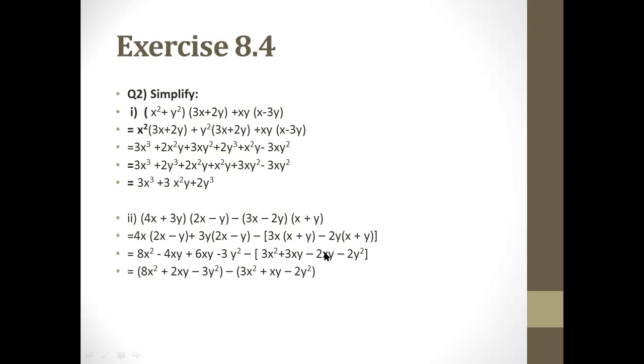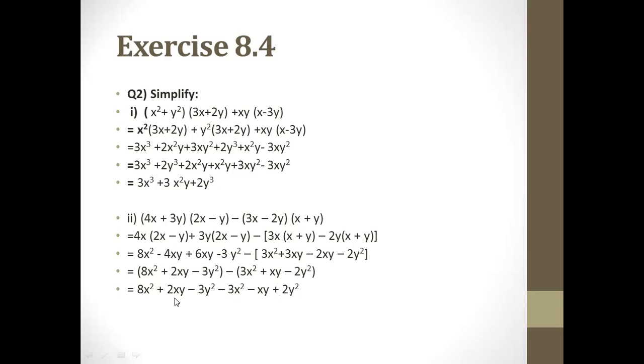Again xy and xy, same variable. One is positive, one is negative, so we subtract them, 3 minus 2, and put the sign of the greater number, plus xy, and minus 2y square. Now we open this bracket. When we open this bracket, the negative sign will change the inner sign. The plus will change into minus and the minus will change into plus. Look, 8x square as it is, plus 2xy as it is, minus 3y square as it is, minus 3x square, minus plus minus xy, and this minus sign will change into plus 2y square.